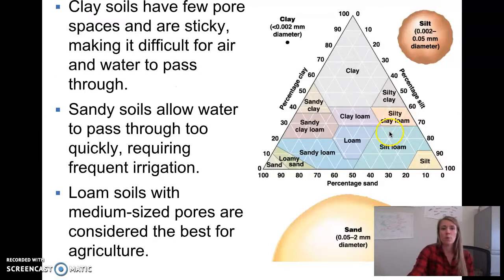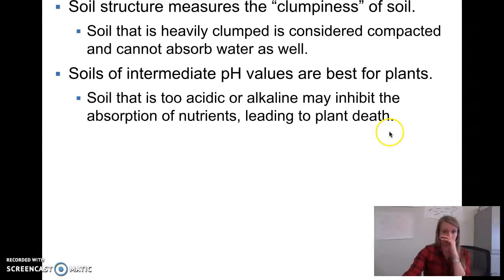Clay soils have few pore spaces and are sticky, making it difficult for air and water to pass through. So they do not grow plants well because it's hard for air and water to pass through. Sandy soils allow water to pass through too quickly because it's more porous, and so that requires frequent irrigation, so that's harder to maintain. Loam soils with medium-sized pores are considered the best for agriculture. They hold water well, and so that makes it the best to grow in.